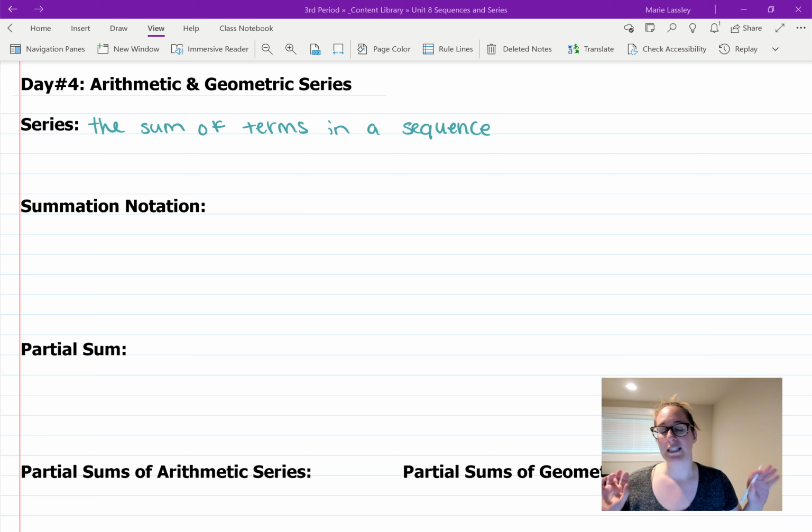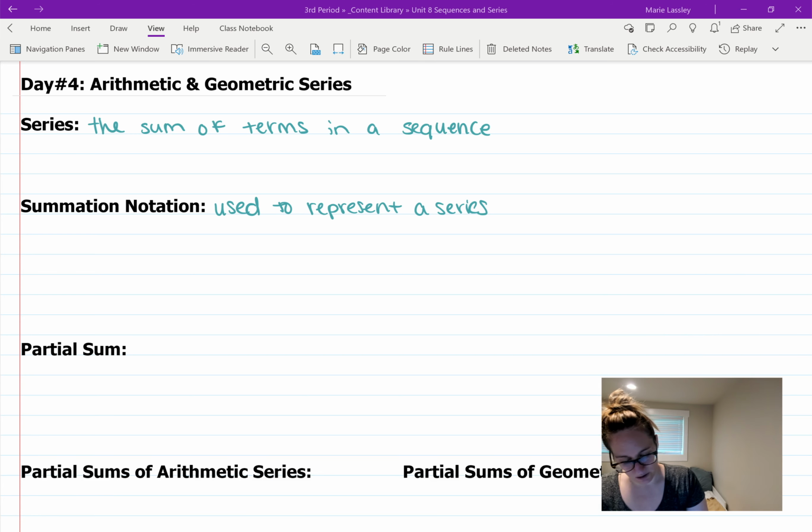There's special notation used to denote a series, and it looks much scarier than it actually is. This is called summation notation. Summation is a sum, and notation is just how you write something. To indicate a series, we use summation notation. Remember, a series is just the sum of the terms of a sequence, so it's all combined. This is what a summation notation setup looks like.